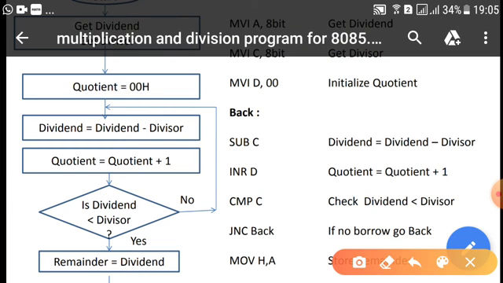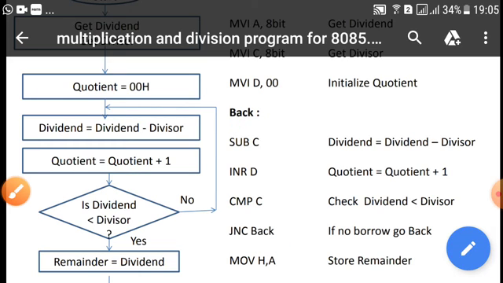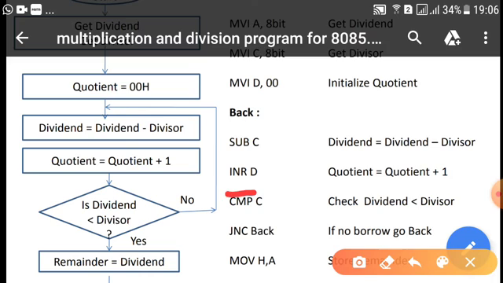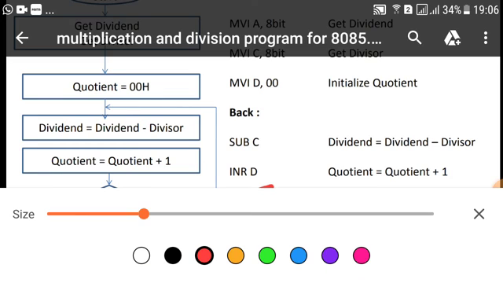Whenever we are not generating any carry, jump on no carry, it is going back. And what is back doing? It is again subtracting C. Now 5 will be subtracted. 2 is going to be subtracted from 5, so that the value will become 3. And we will increase the content of quotient. So the content of quotient, previously it was 1, it will become 2.